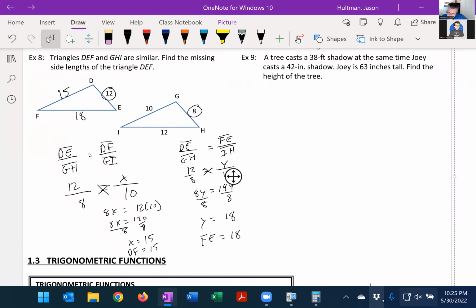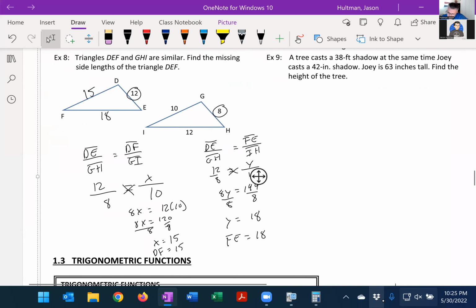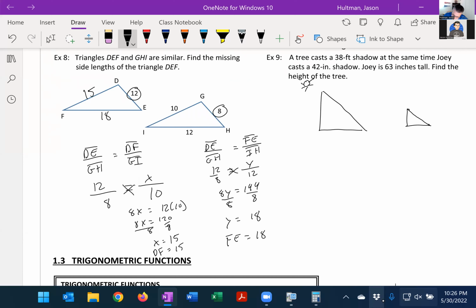Okay, exercise 9. A tree casts a 38 feet shadow at the same time Joey casts a 42-inch shadow. So we have a tree that casts a certain shadow. Joey, which I'm going to assume is smaller than 38 feet, casts a similar shadow because maybe the sun is up here. And the sun's rays are going to hit the tree, and they're going to hit Joey's head as well and create a shadow. So there's Joey.